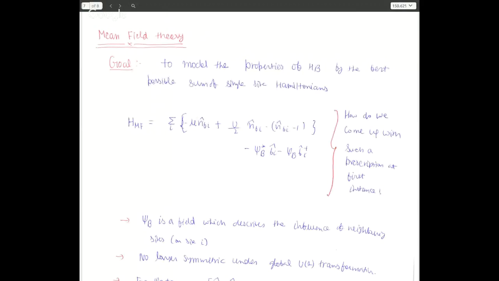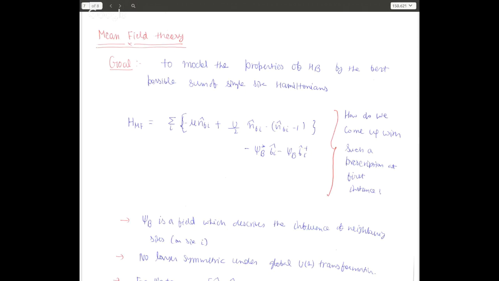Can you listen? Can you hear me? I can. One second. What is psi b? Is it a field? Yeah. Psi b is a field which describes the influence of neighboring sites on site i.